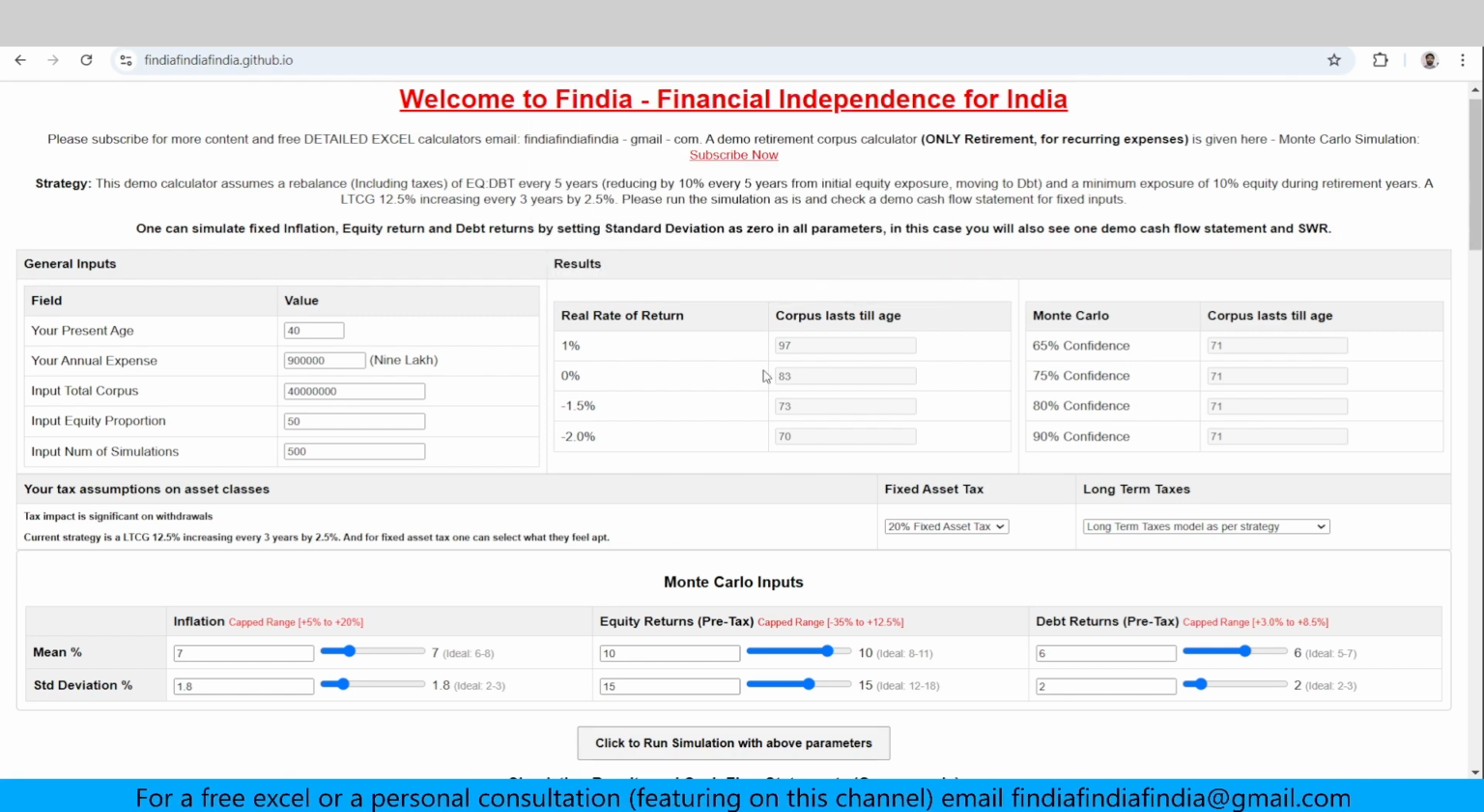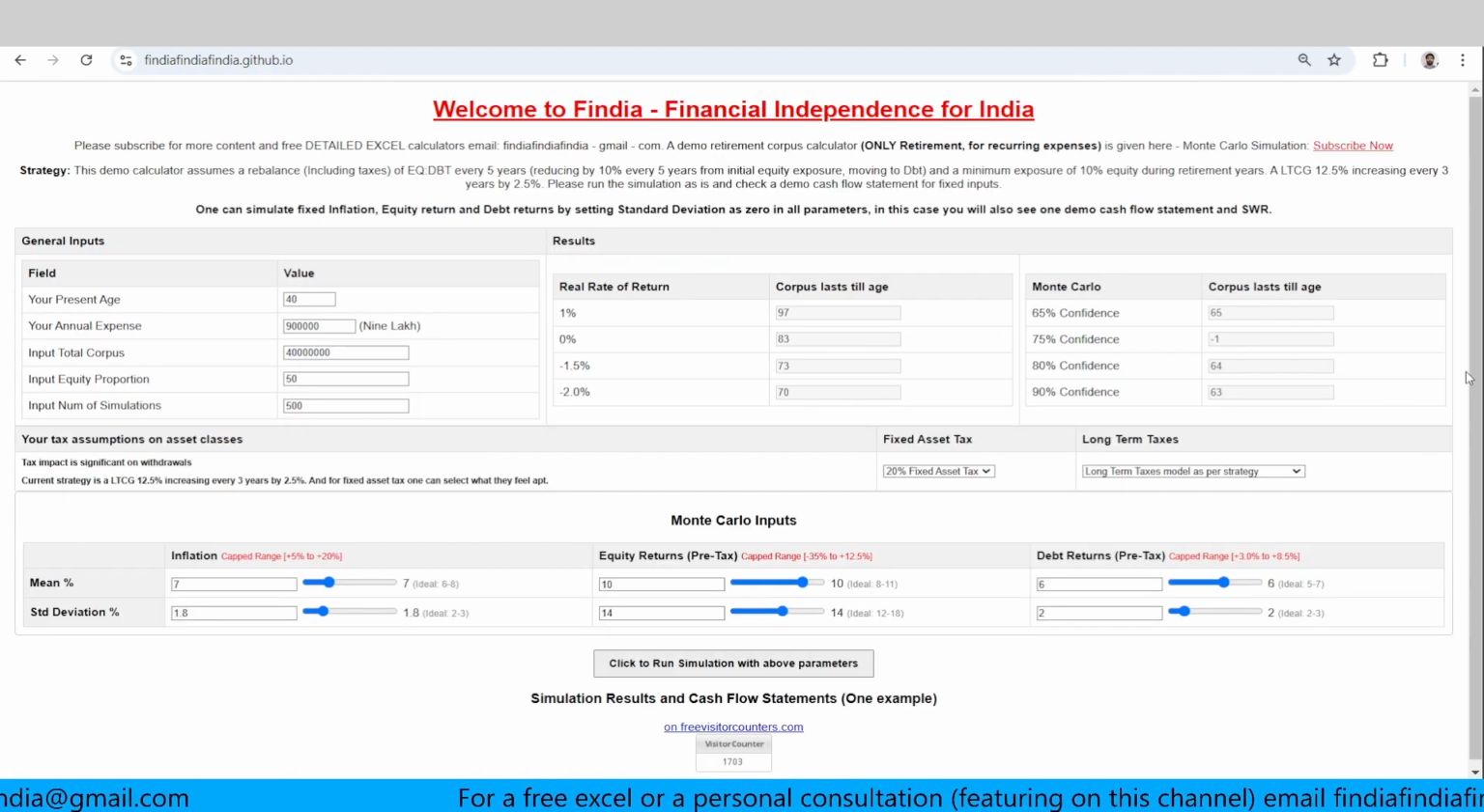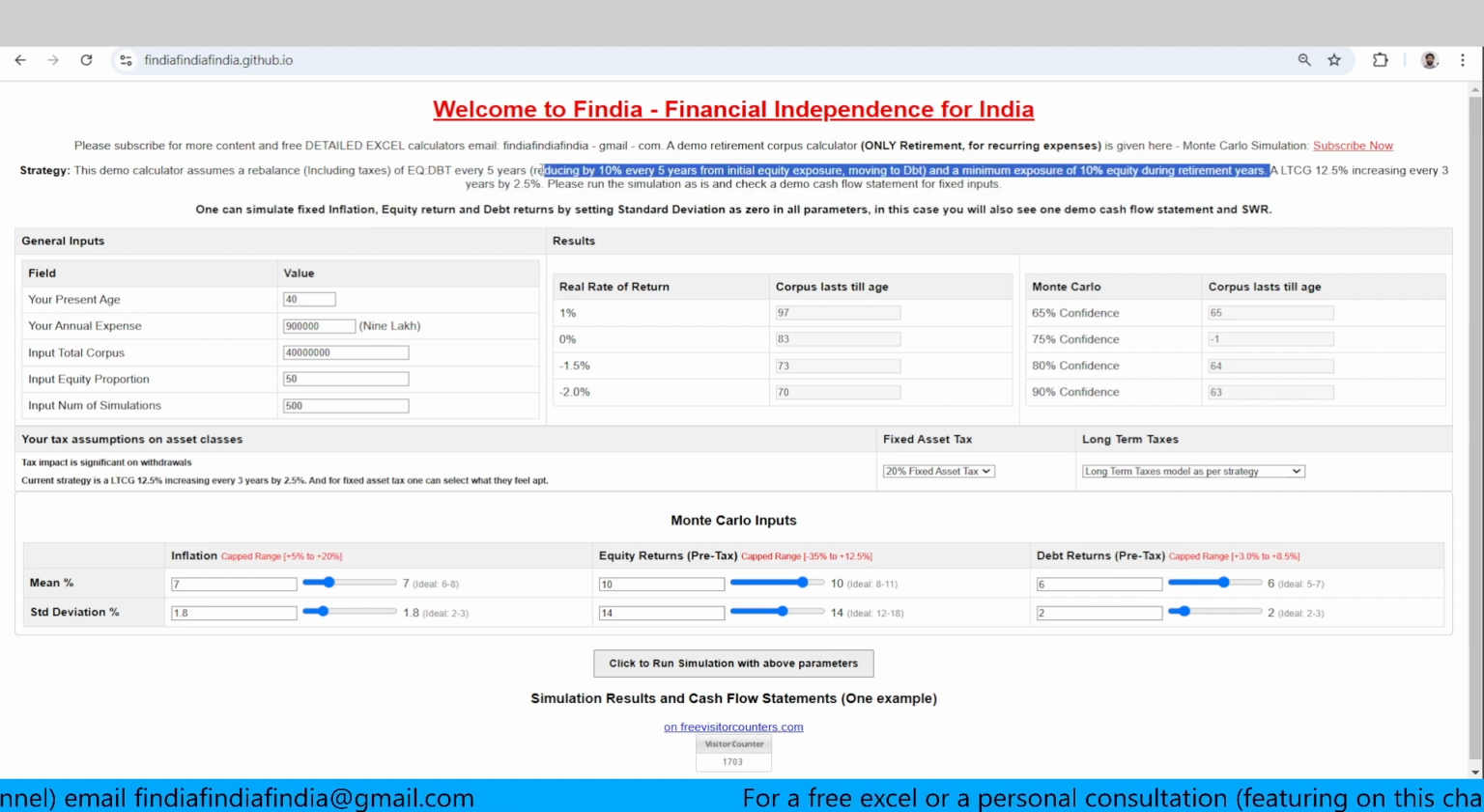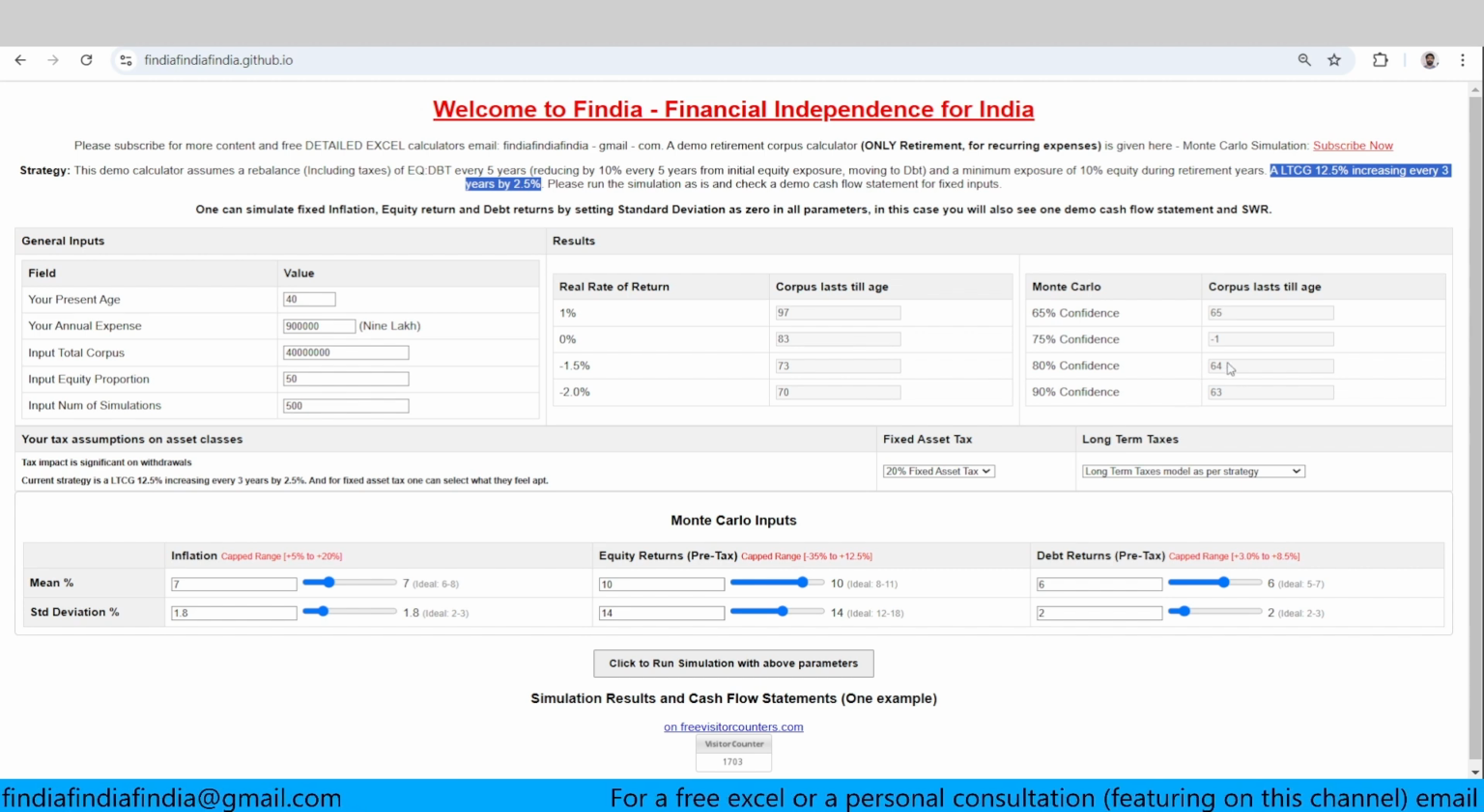Now, yeah, we are done, and you can see here that for 80% confidence, we get 64 years. That means for a 9 lakh expense, a 4 crore corpus for a 40 year old, with a 50-50 initial assumption and all the Monte Carlo assumptions given below, with a 20% fixed assumption tax and long-term tax as per strategy of 12.5%, the corpus will only last till 64 years. Our 0% says 83 years. Again, you can change all of these parameters and you will get better results.